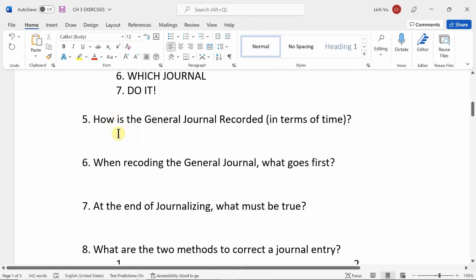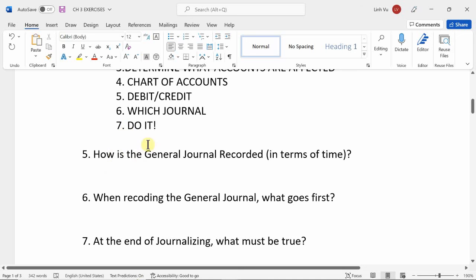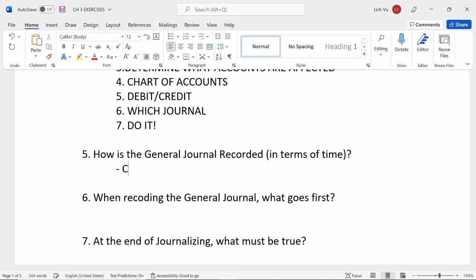Number 5, how is the general journal recorded in terms of time? Chronologically. Yes, it has to be in order based on the date that the transaction occurred. So again, chronologically.